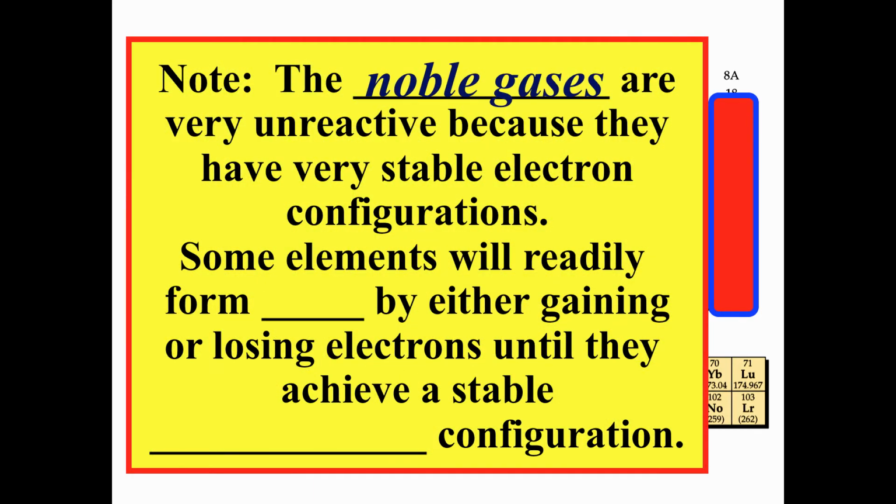So this is a good general rule, and we'll get into it in much more detail in further chapters. But the noble gases are very unreactive because they have very stable electron arrangements. There are some elements that will form ions by either gaining or losing electrons, and they'll do that until they end up with a stable noble gas electron configuration. And let's take a look at some of the rules for this.